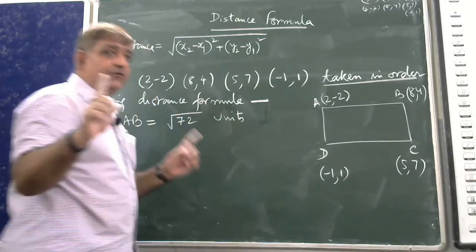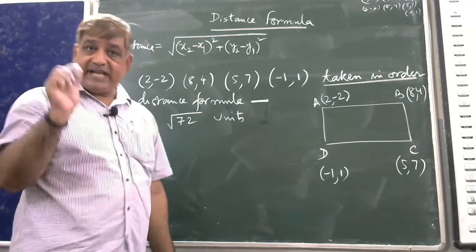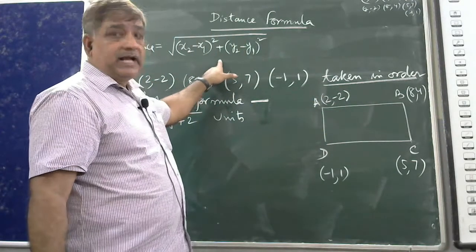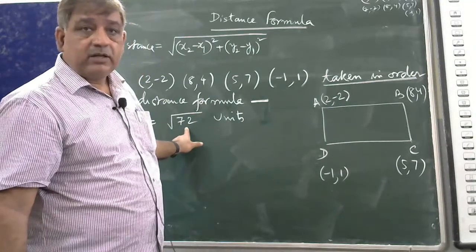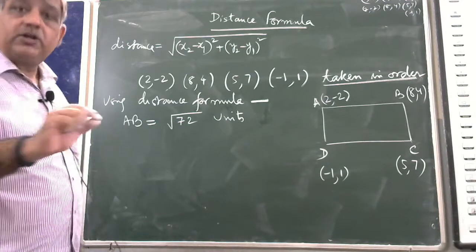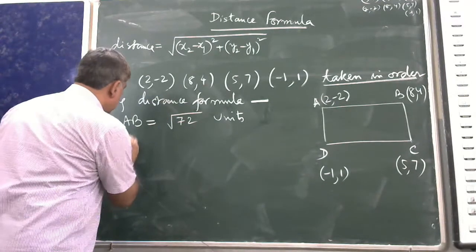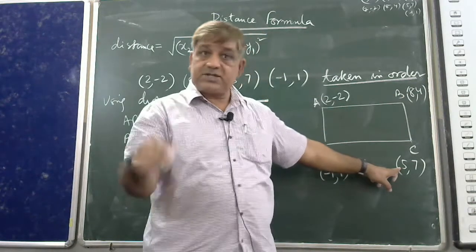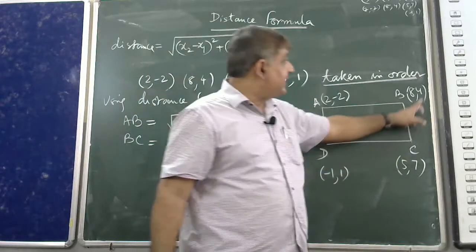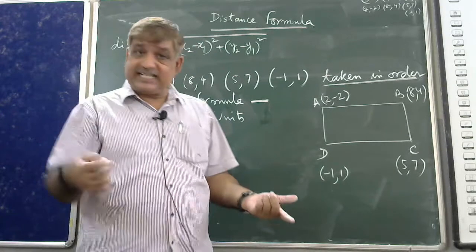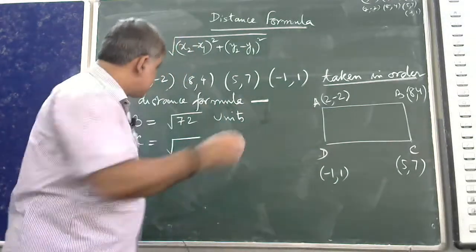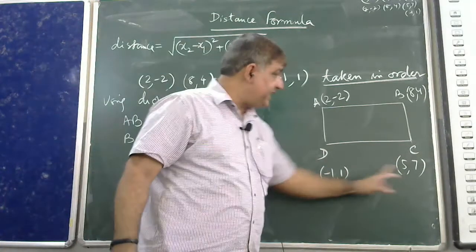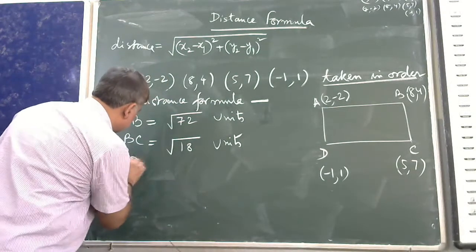Boys, calculation is left for you. You just take copy, pen, and try to solve this length using this formula. I am writing here directly the measure, that is root 72. You just calculate it on your copy. Again, BC, this line, how to calculate: 8 minus 5 whole square, that is 3, 3 square is 9, and then 4 minus 7, again whole square, that is 9, 9 plus 9, that is 18, so it is root 18 units.